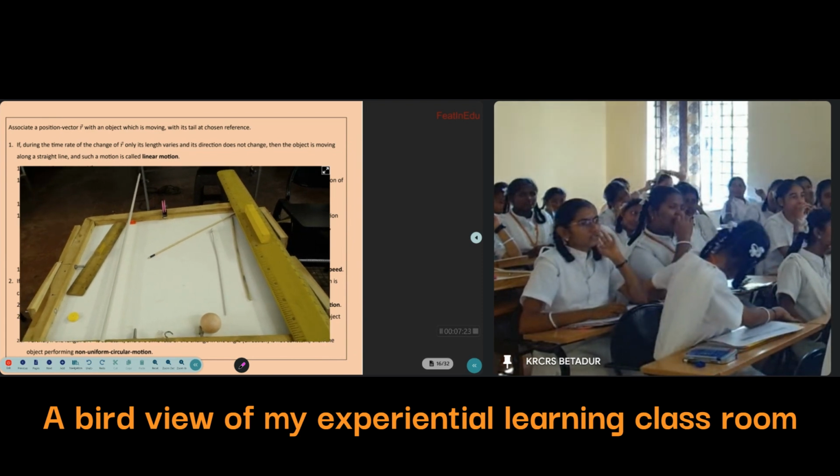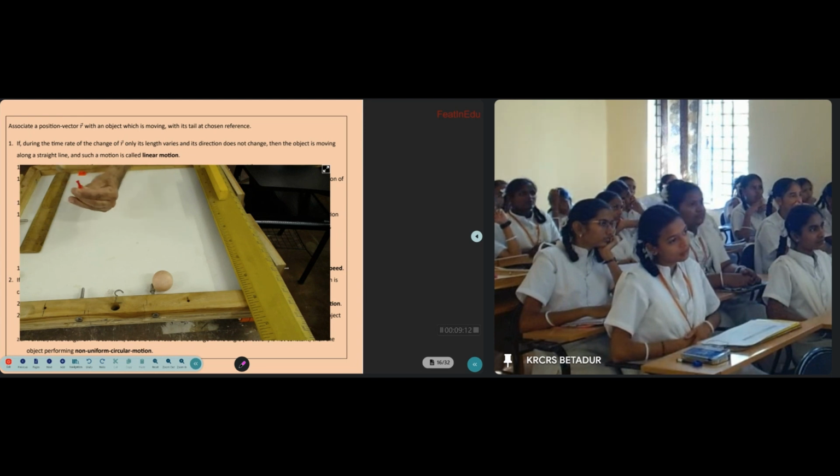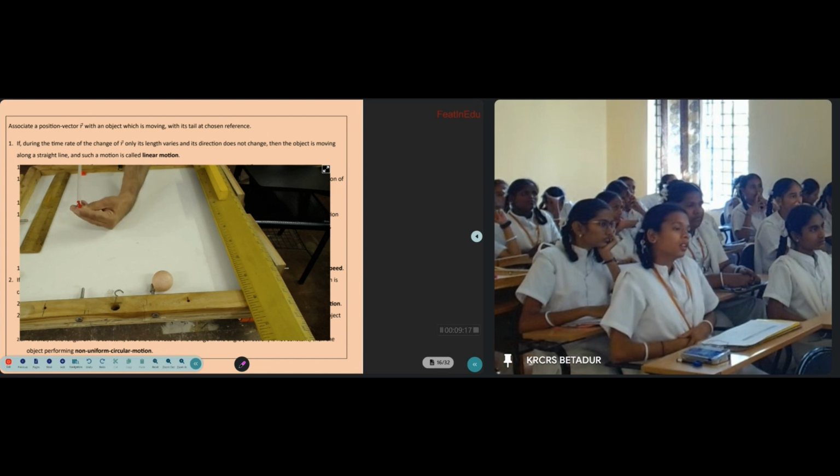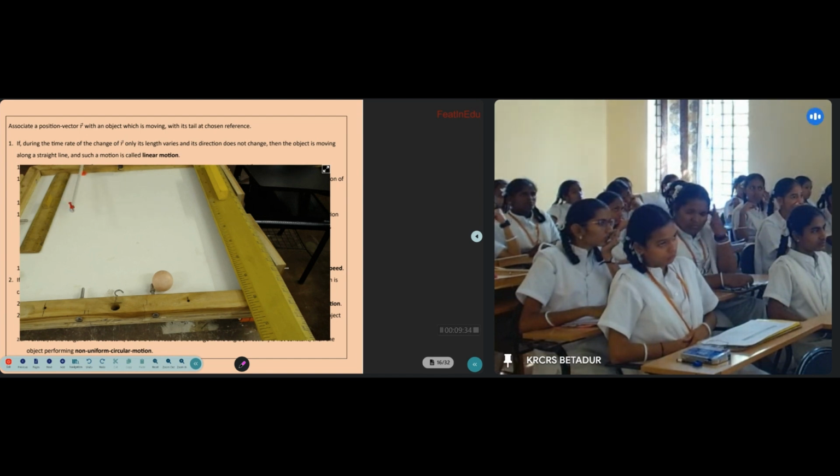All right. So now you see, once again I am explaining. This is the object, right? I am associating it with the position vector, and this is this red color thing. Now, what is that red color thing? That is the reference point. Now see, as the object is moving, the position vector is tracking it.